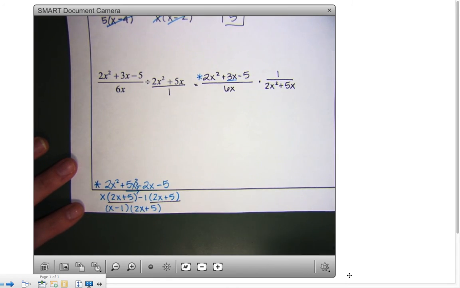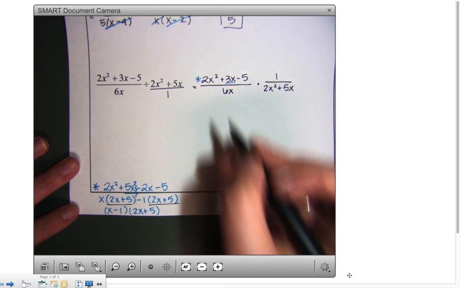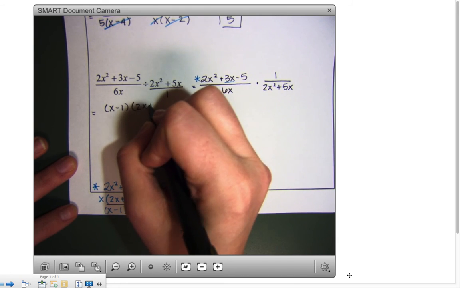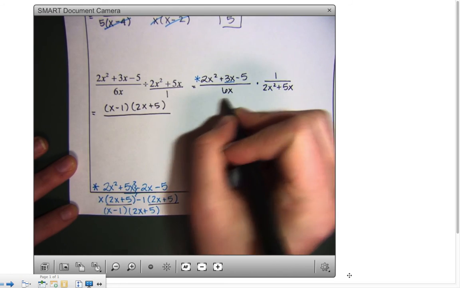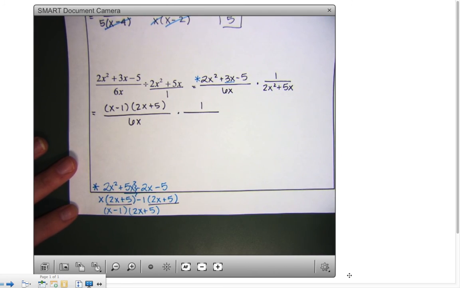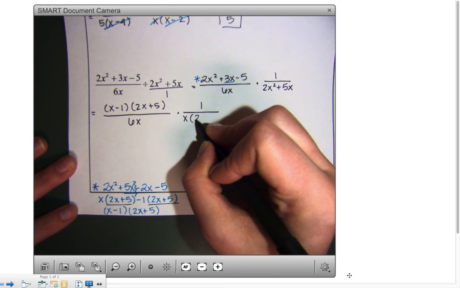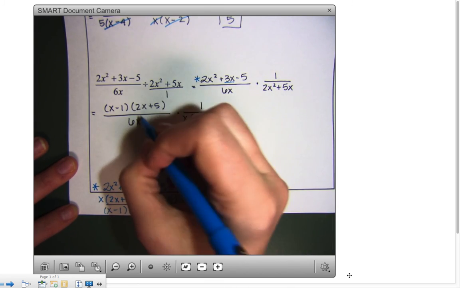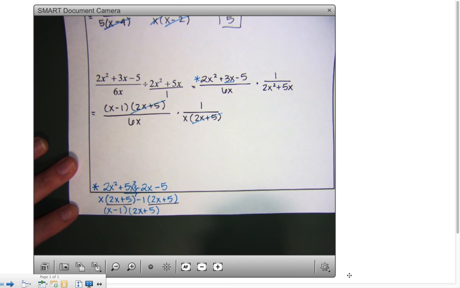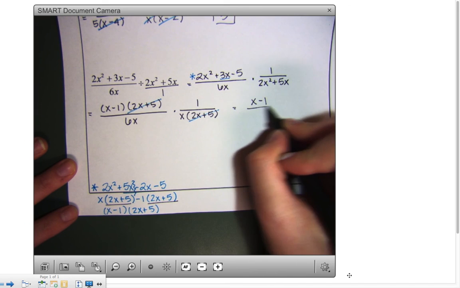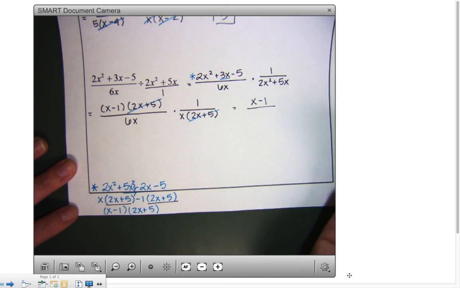So you will have to do AC method once in a while with these problems. So this numerator factored into x minus 1, 2x plus 5. 6x, can't do anything there. Can't do anything with 1. 2x squared plus 5x has an x in common. So not much is going to cancel here except for the 2x plus 5s. Then go ahead and multiply the numerator. The denominator, 6x times x, you can write that as 6x squared if you'd like.